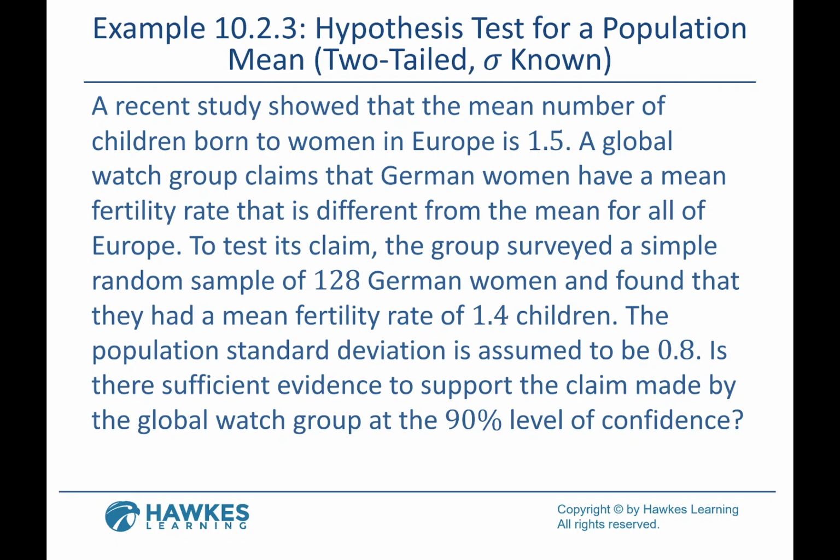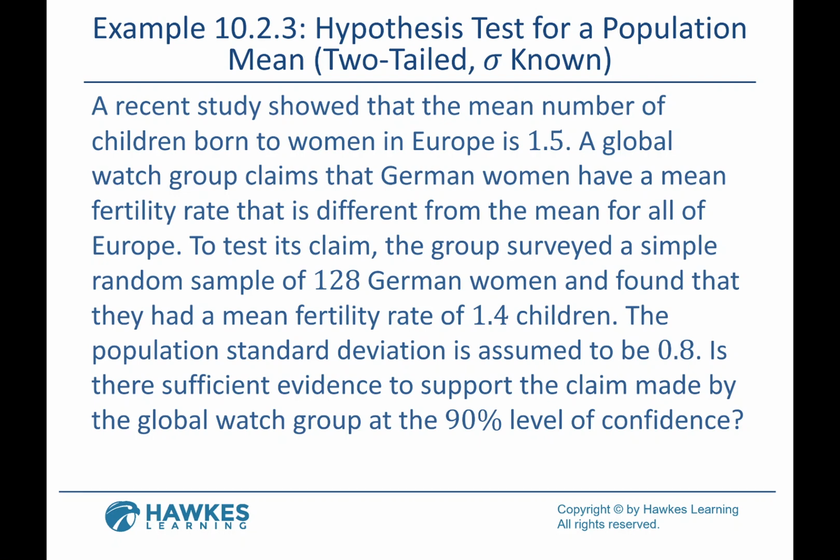All right, so let's look at this one. A recent study showed that the mean number of children born to women in Europe is 1.5. A global watch group claims that German women have a mean fertility rate that is different from the mean for all of Europe. To test its claim, the group surveyed a simple random sample of 128 German women, found out that they had a mean fertility rate of 1.4 children. Population standard deviation is assumed to be 0.8. Is there sufficient evidence to support the claim made by the global watch group at the 90% level of confidence?